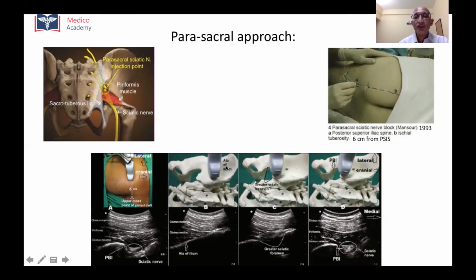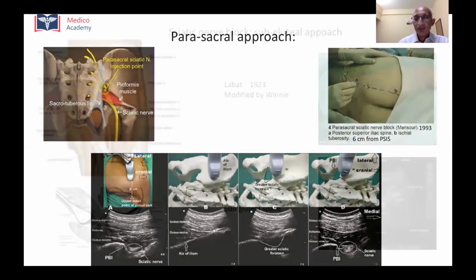It is kept on top of the ala of the ilium, and then it is slid down looking for this gap which comes, and then we see the sciatic nerve right there under the piriformis here. The needle is inserted, again in plane or out of plane, and this is where we deposit the local anesthetic. Since it's a very high approach, it results in practically blockage of the whole sacral plexus, and sometimes the obturator nerve is also involved in this approach.